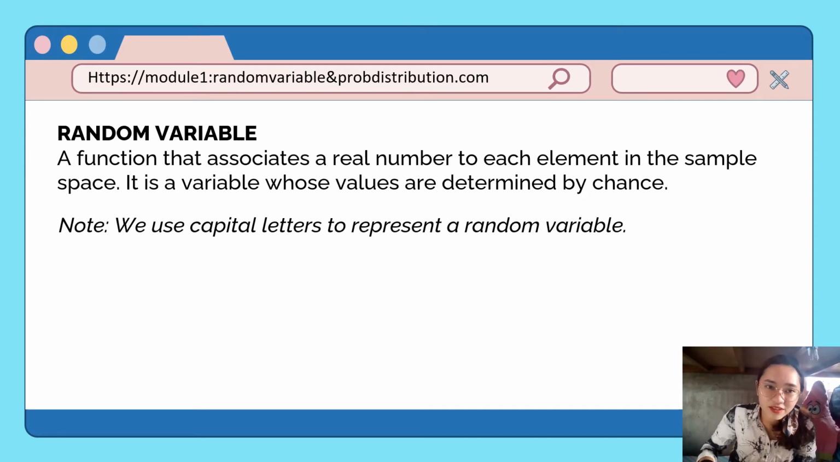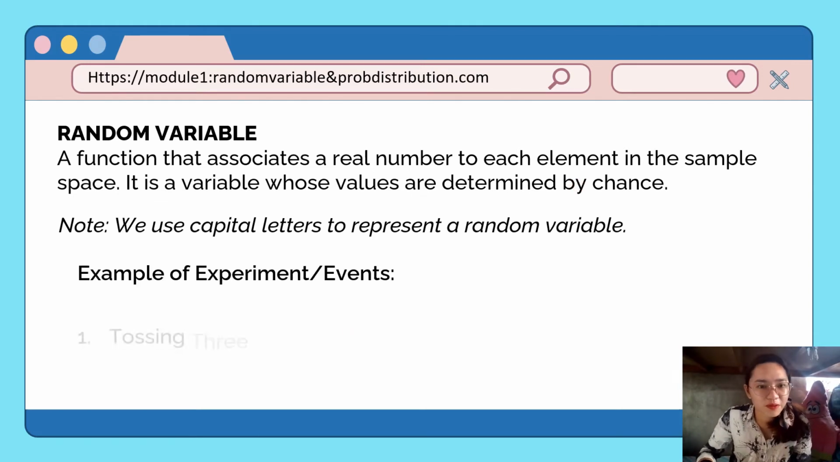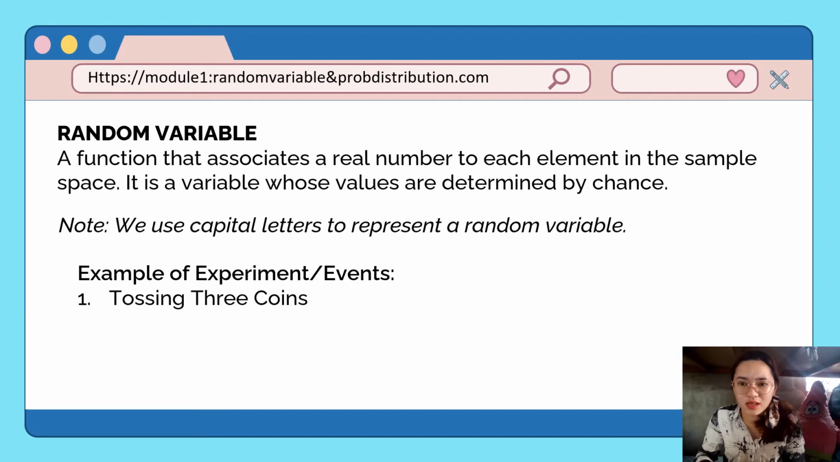So let's formally define random variable. It is a function that associates a real number to each element in the sample space. It is a variable whose values are determined by chance. So halimbawa, meron tayong experiment na tossing 3 coins. Ano yung mga possible na random variable natin dyan?